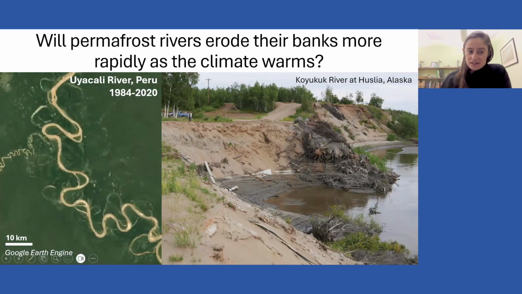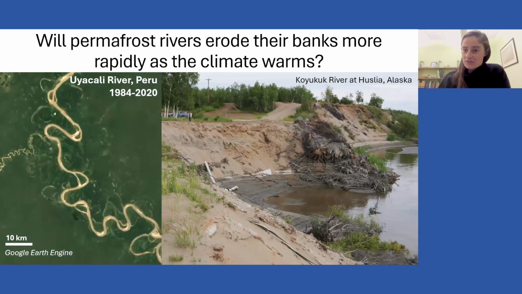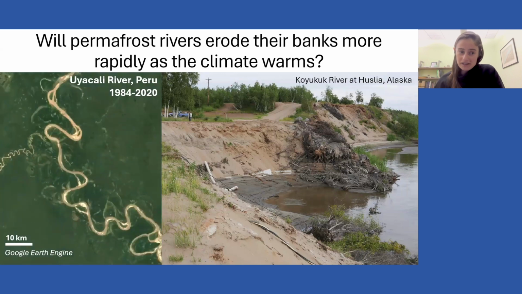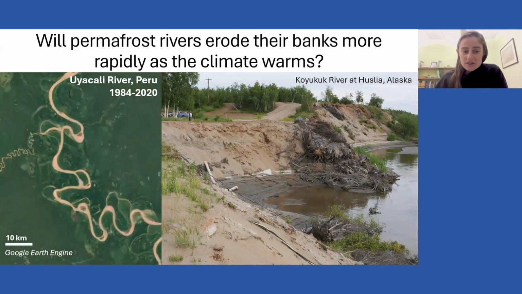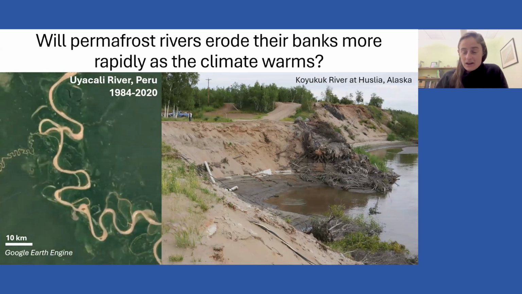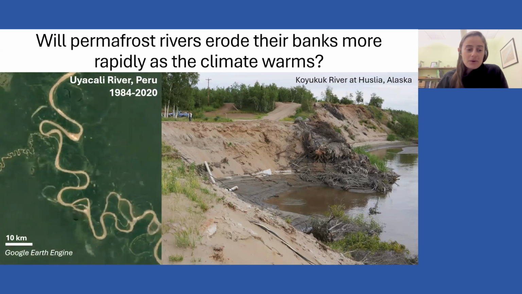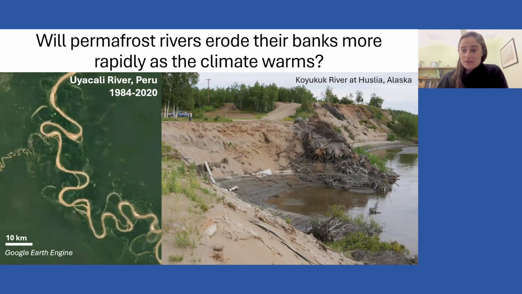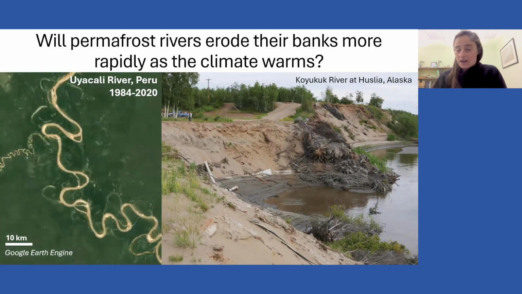Okay, so the question I've been focusing on recently is trying to understand if permafrost riverbank erosion rates will increase as the climate warms. And this is a bit tricky because every river on Earth tends to erode its banks and migrate across its floodplain. So you can see on the left a time lapse from Google Earth Engine. This is from 1984 to 2020. And this is showing migration of a tributary to the Amazon in Peru. And the spatial scale is 10 kilometers. So you can see that this river is migrating really quickly, up to a couple kilometers per decade.